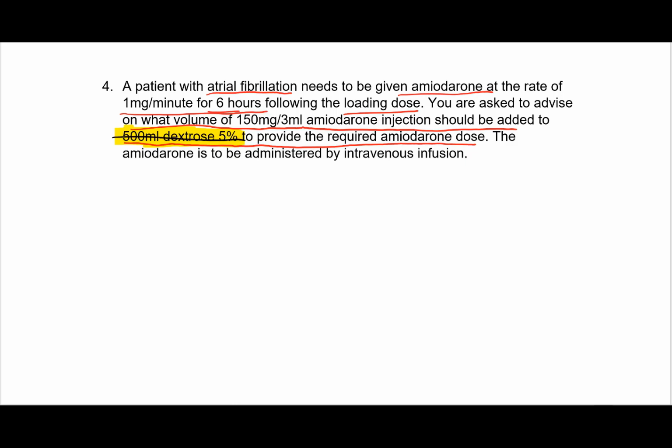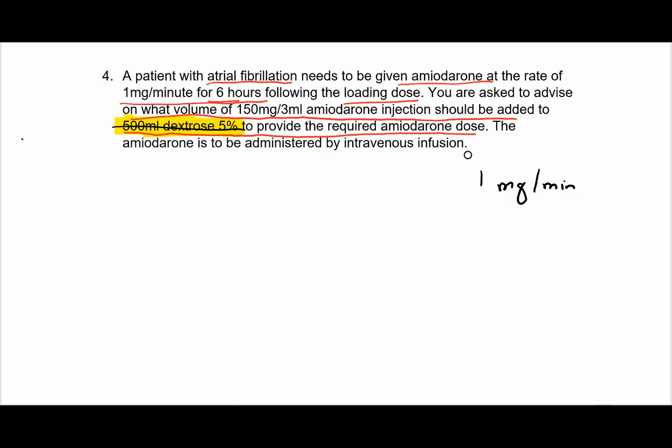Okay, so just consider it as a solution. Now the dose we have to give to the patient is 1 milligram per minute. Now don't get confused because the infusion rate is given. This is not a conversion of infusion rate from one form into the other. This is just the infusion rate is given and the infusion time is given. So we have to find out how much dose we need to add to the bag.